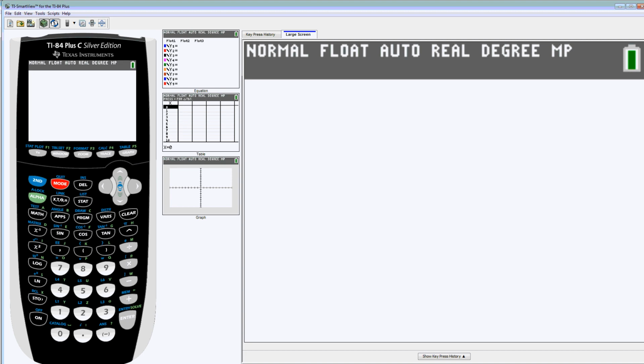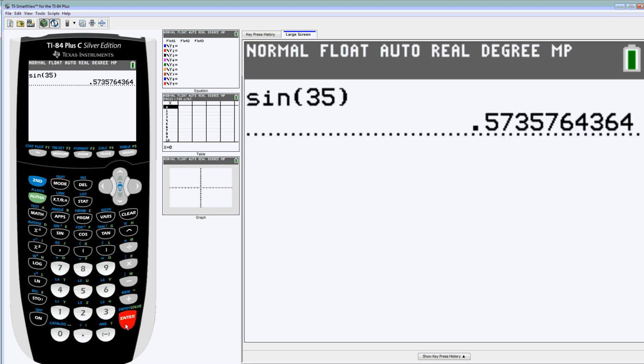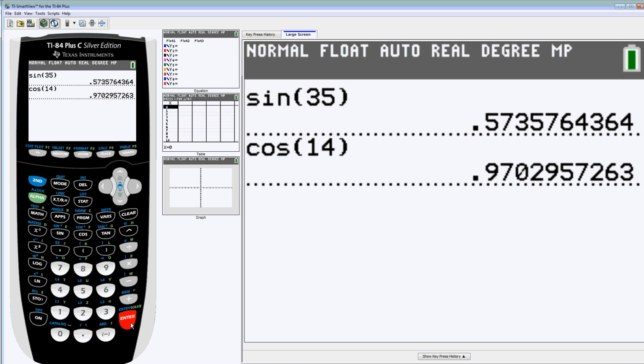So sine of 35 degrees, on the calculator, it's very simple. You click the sine button, you put in 35, you hit enter. Okay, and you get 0.574 when we round to that nearest third decimal place. You can keep plugging these in. Cosine of 14, again, the button's right there. Easily we can do that. So that'll be 0.970. And the tangent button is right there.